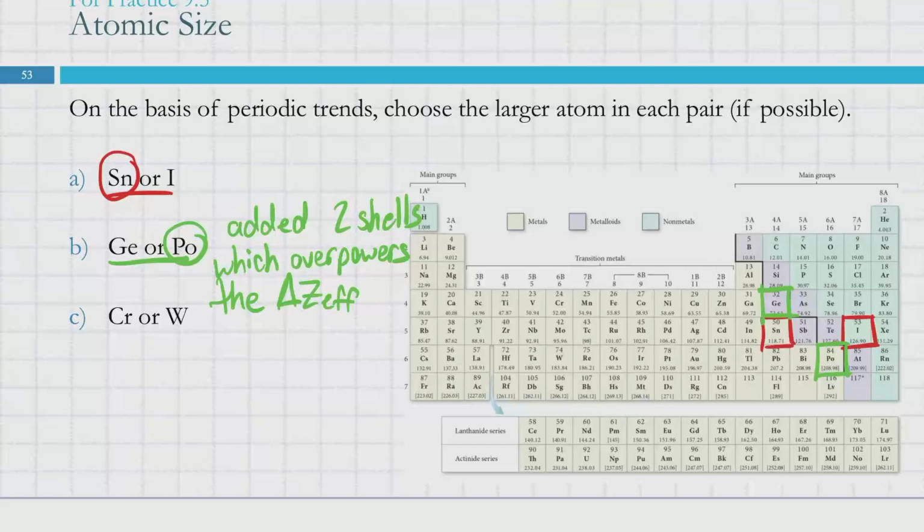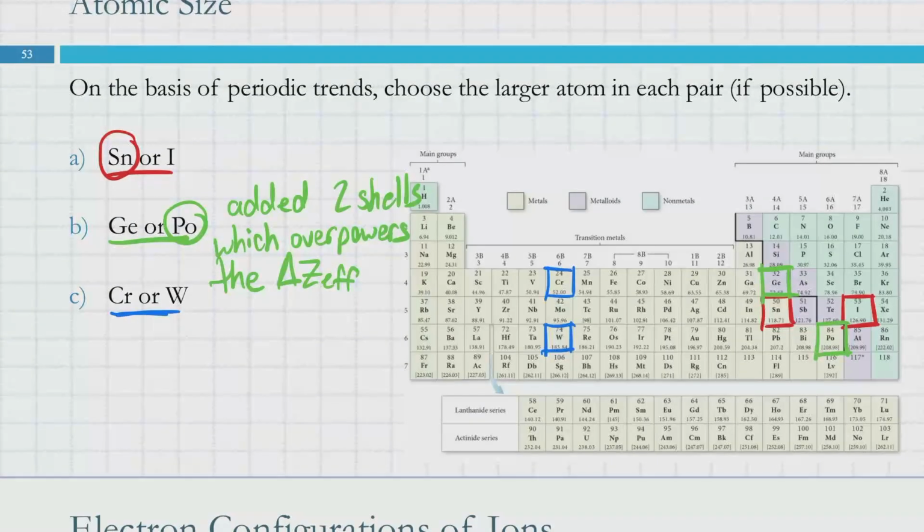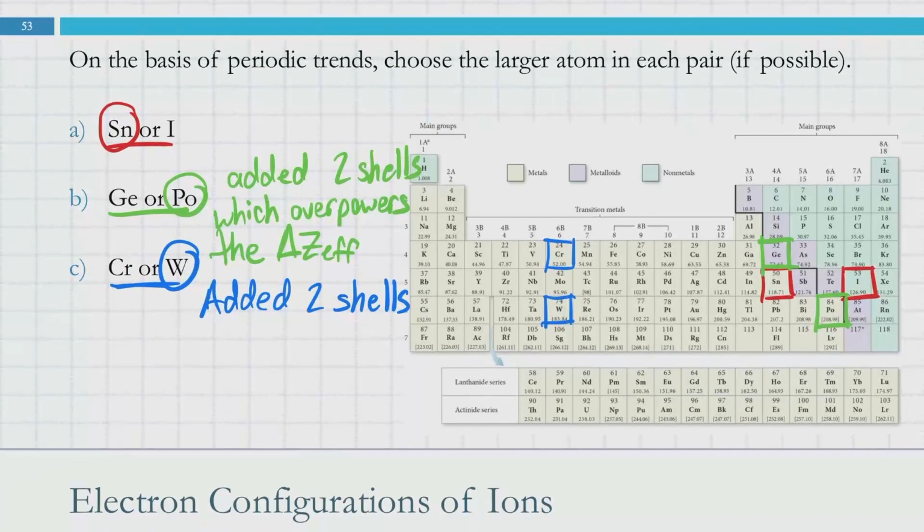And then our last one for this trend: chromium or tungsten, wolfram. Chromium on top, wolfram, tungsten on the bottom. Which one's going to be bigger? This one, it's definitely tungsten. Tungsten has added 2 shells or layers of electrons, so it's absolutely definitely bigger. It's further down on the periodic table.